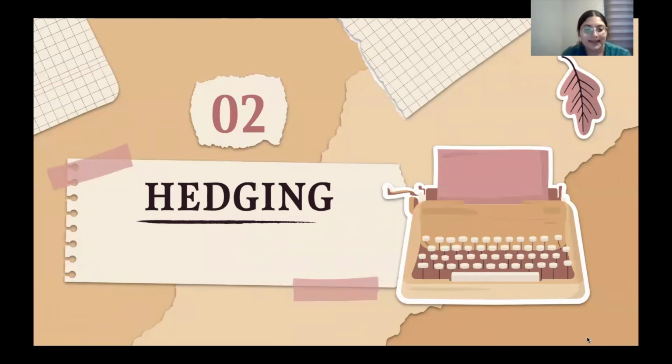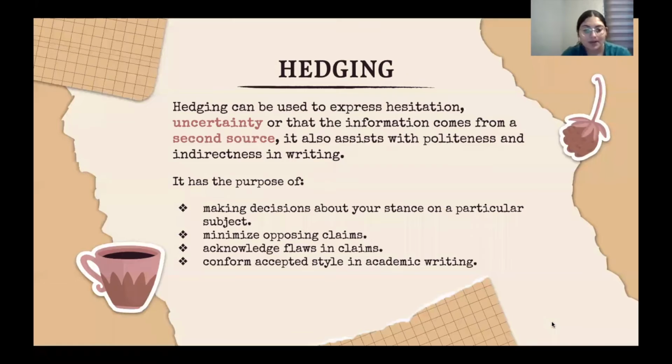Now we'll see hedging. As seen in previous classes, hedging can be a method to express hesitation, uncertainty, or that the information comes from a second source. Hedging also assists with providing politeness and indirectness in our writing. It has the purpose of making decisions about where you stand on a particular subject when you are writing. There also can be minimizing opposing claims.